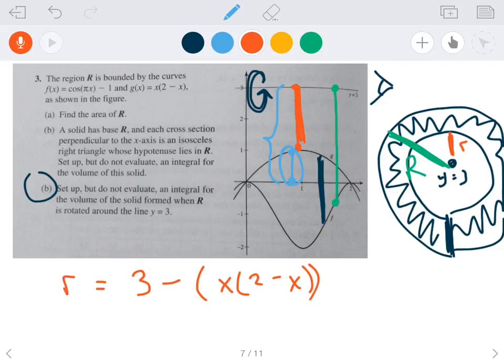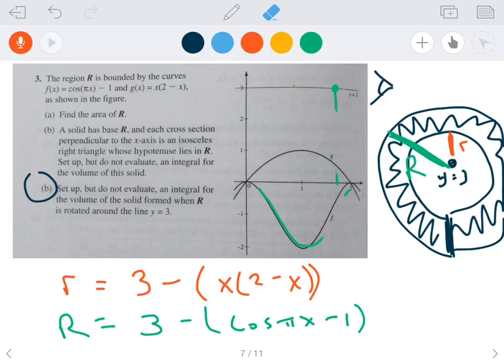Then for big R, I can follow the same pattern. Big R should be 3 minus the function, which is the cosine of pi x minus 1. And the fact that this function goes below the x-axis throws me off a little bit. So I might want to check. Here's how I'm going to check. I'm going to pick a value.